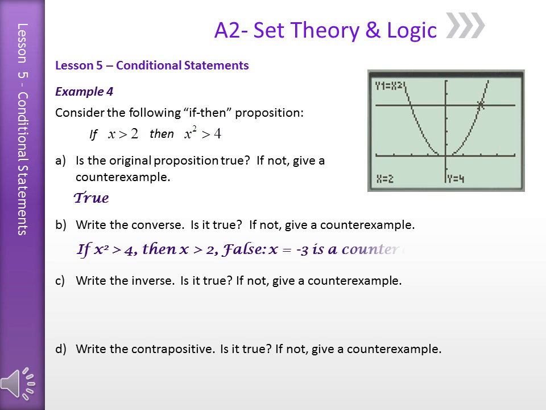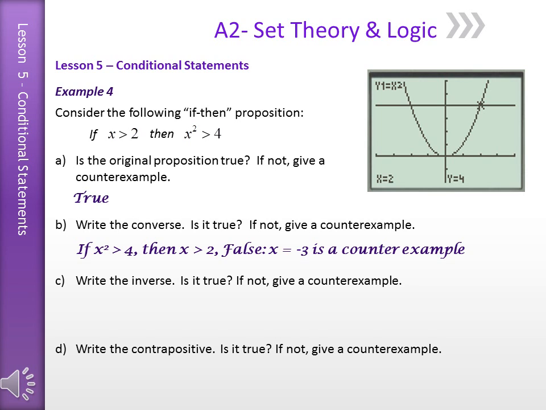If we move to the left side of the graph, where again the parabola is above the line where y equals 4, it's also greater than 4 when x is less than negative 2. So this would be false. And we just need to give one counterexample to prove it's false. And we could say that x is equal to negative 3.